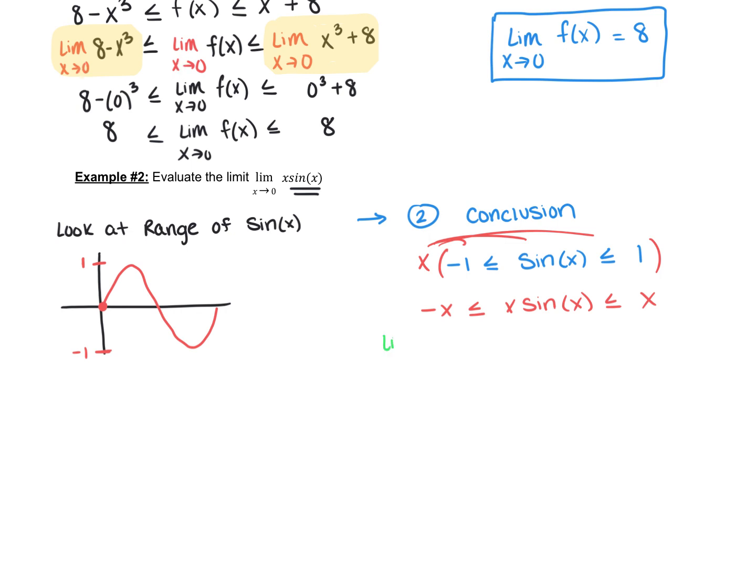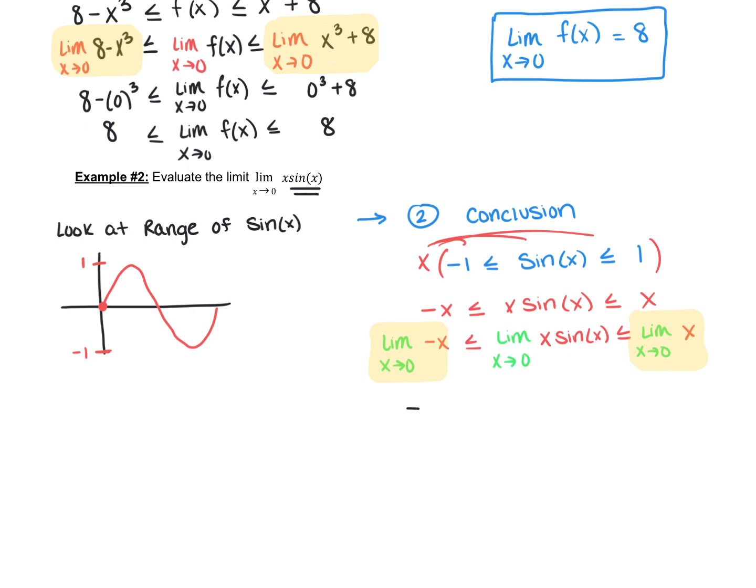So we're going to say the limit as x approaches 0 of negative x, and then the limit as x approaches 0 of x sine x, and then again the limit as x approaches 0 of x. So just like we did before, this we can use direct substitution, and this we can use direct substitution. So we're going to go ahead and directly substitute in 0.